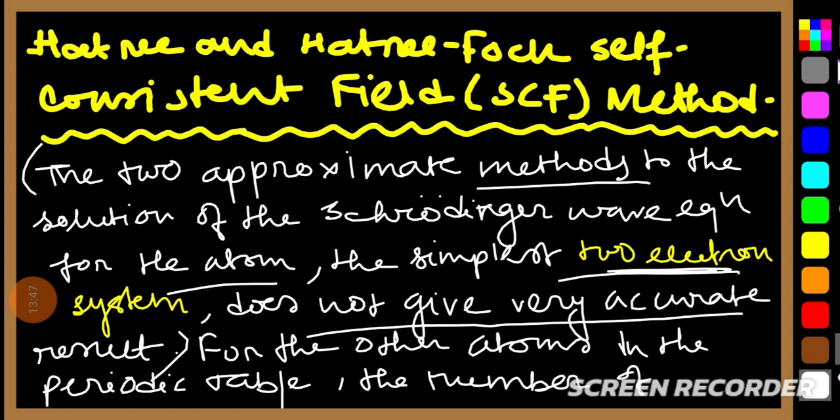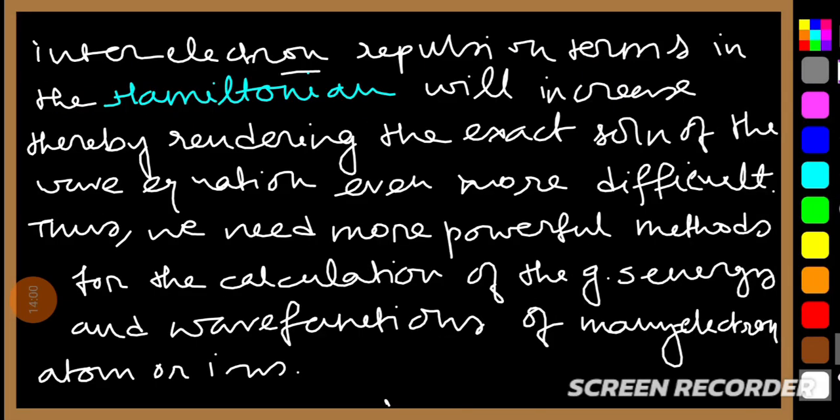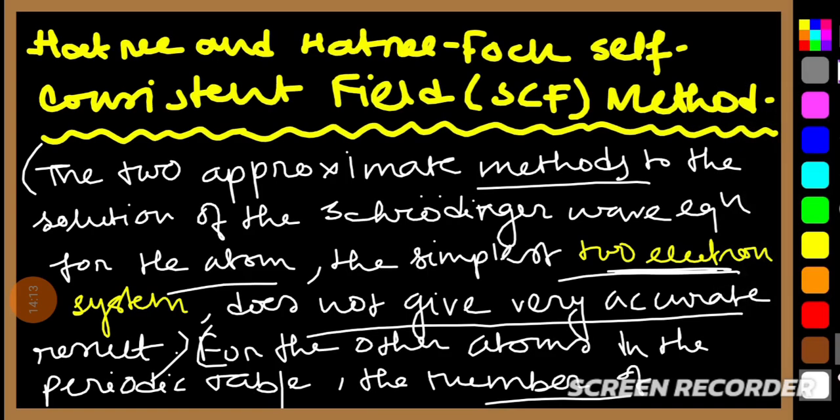Now, for the other atoms in the periodic table, the number of electron repulsion terms in the Hamiltonian will increase, thereby rendering the exact solution of the wave equation even more difficult. That means, for the other atoms in the periodic table after helium, that is 1s2, all have more than 2 electrons, right? So they are much more complex than helium.